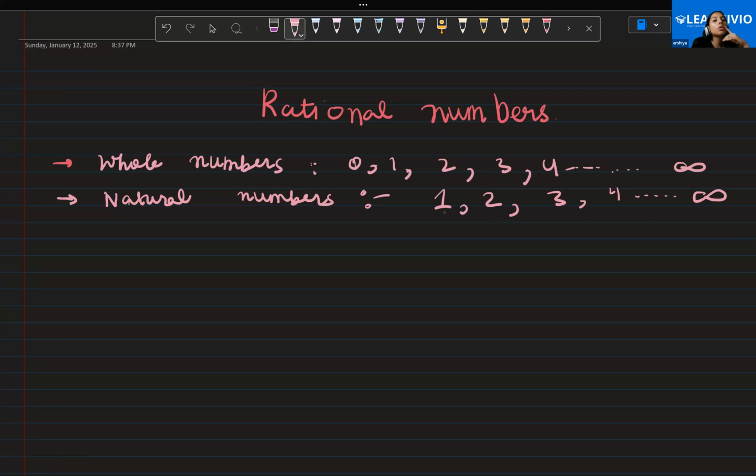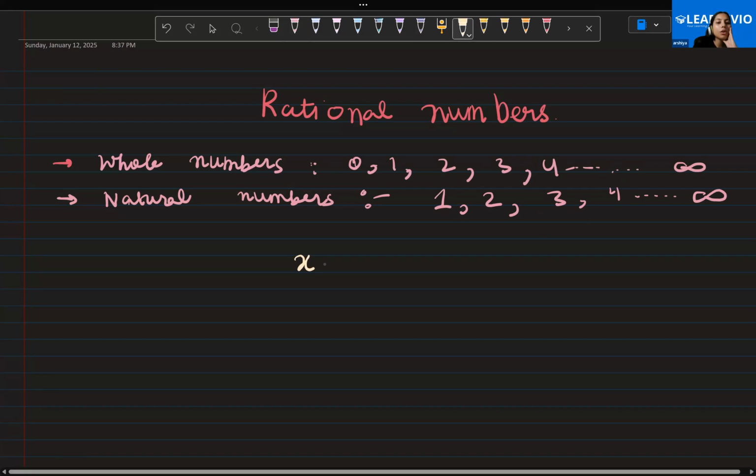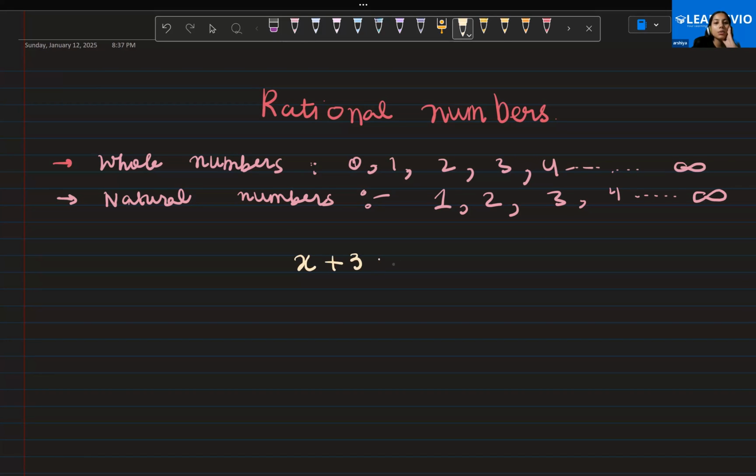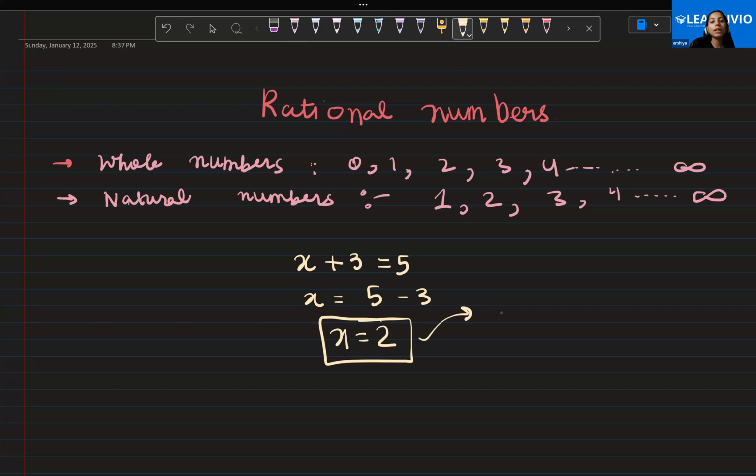Remember last time we did some algebra, so let's start with that. Very basic algebra: let's say I've got x plus 3 is equal to 5. If I want to find the value of x, I'll subtract 3 from 5, and I will get 2. Now, 2 is both a natural number and a whole number.